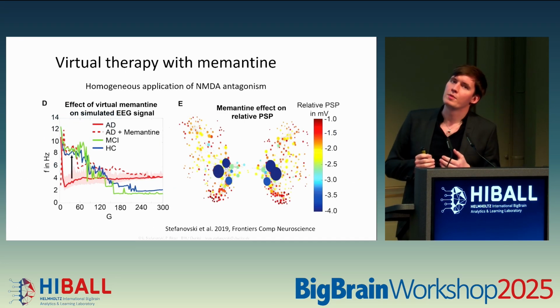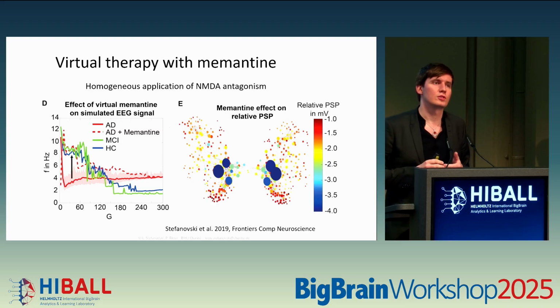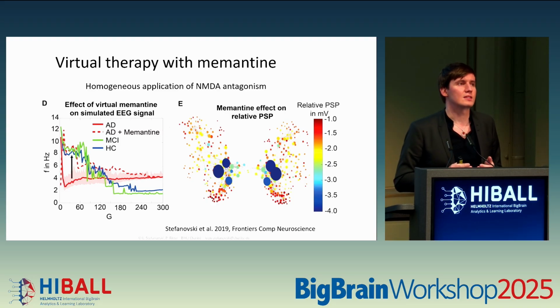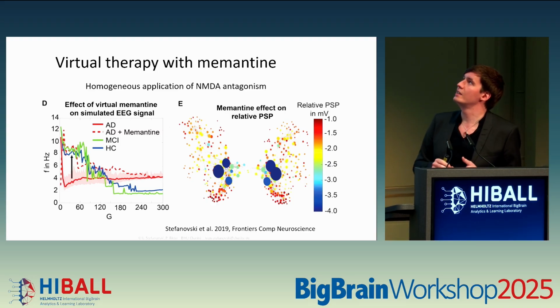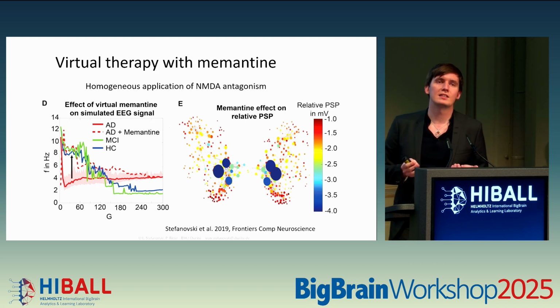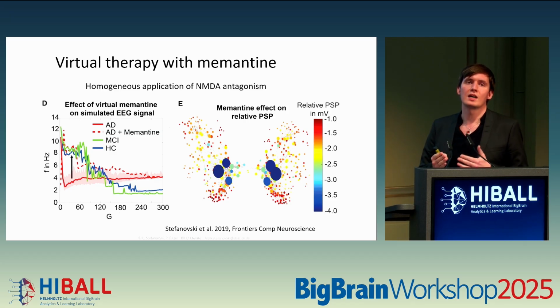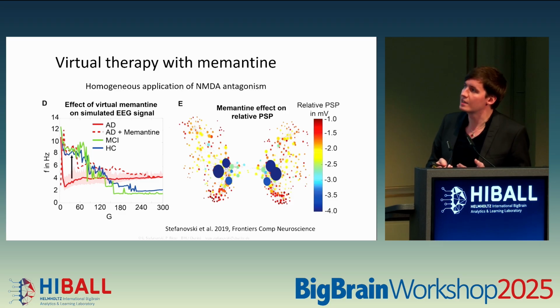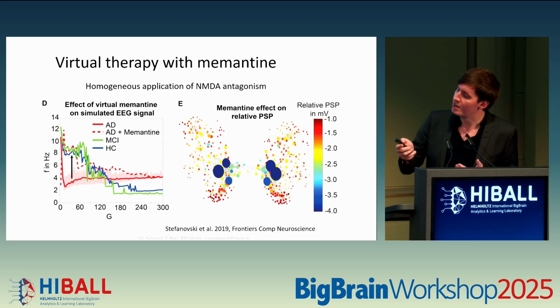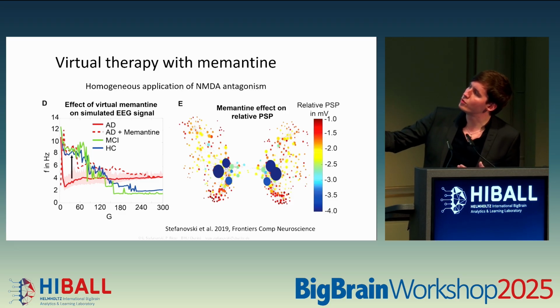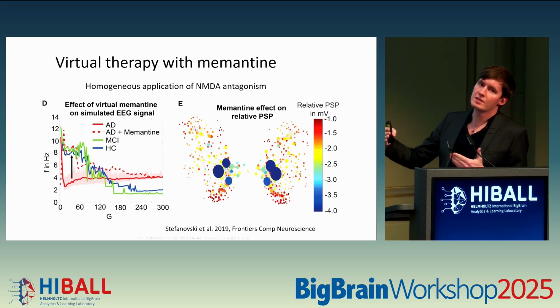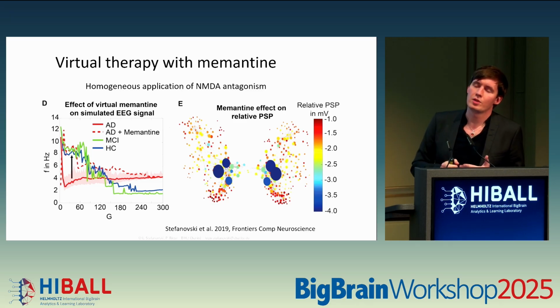In the same model, we could also already test out a virtual treatment. Here we used a drug that is already approved for Alzheimer's disease, memantine, which is an NMDA antagonist. It's a symptomatic treatment of Alzheimer's, improving memory function. And that has also been shown to slow down or reverse the changes in EEG in Alzheimer's patients. And in our model, it was the same thing to see. We saw that the slowing in the Alzheimer group was reversed by reducing the transmission on the NMDA-ergic synapse in the model.